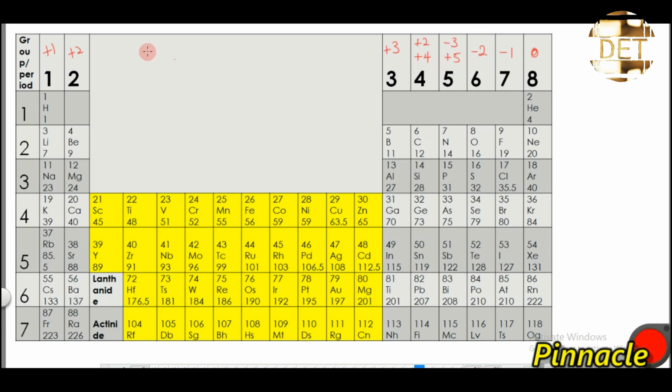So this is very important. Elements in group 1 have oxidation number of plus 1. Group 2, plus 2. Group 3, plus 3. Elements in group 4 have plus 4 or plus 2. Elements in group 5 have minus 3 or plus 5, and usually in some of them it ranges from minus 3 to plus 5. Elements in group 6 have oxidation number of minus 2, while elements in group 7 have minus 1. Elements in group 8 have 0 oxidation number.